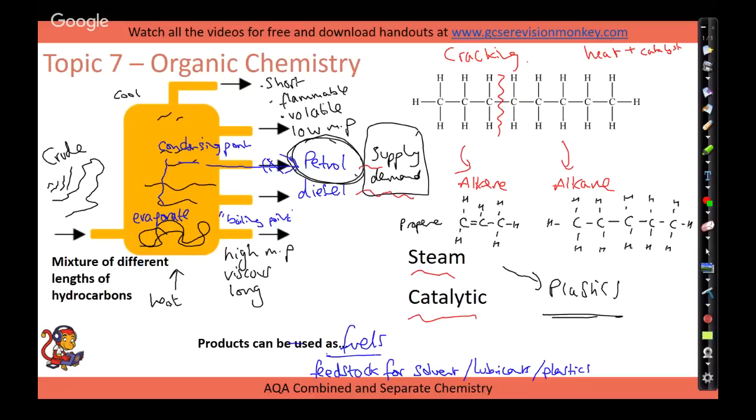So take a long chain, heat it up. If it's catalytic, you put it over a catalyst called aluminium oxide and heat it up, and that will crack the chain into your alkane and your alkene. And if you have steam cracking, that is using steam and heat. The vapour is heated up and passed over steam, and then that will crack it.